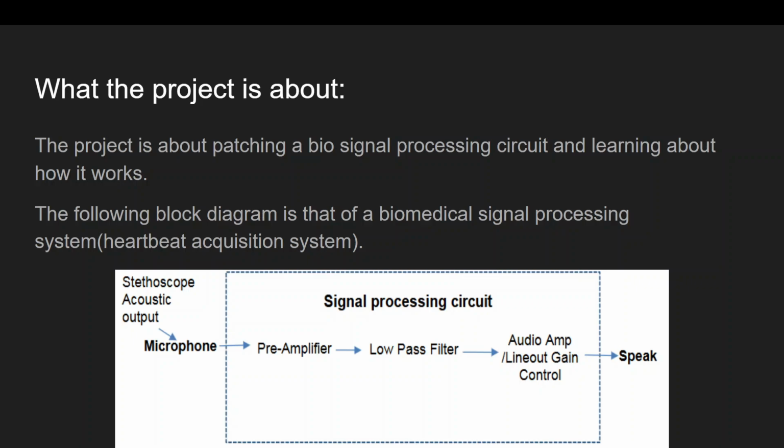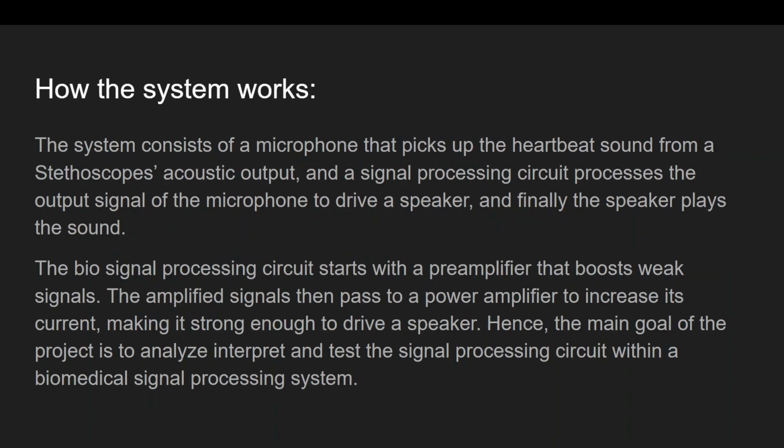The following block diagram is that of a biomedical signal processing system, the heartbeat acquisition system, and I will explain how it works next. The system consists of a microphone that picks up the heartbeat sound from a stethoscope's acoustic output, and a signal processing circuit processes the output signal of the microphone to drive a speaker. And finally, the speaker plays the sound.